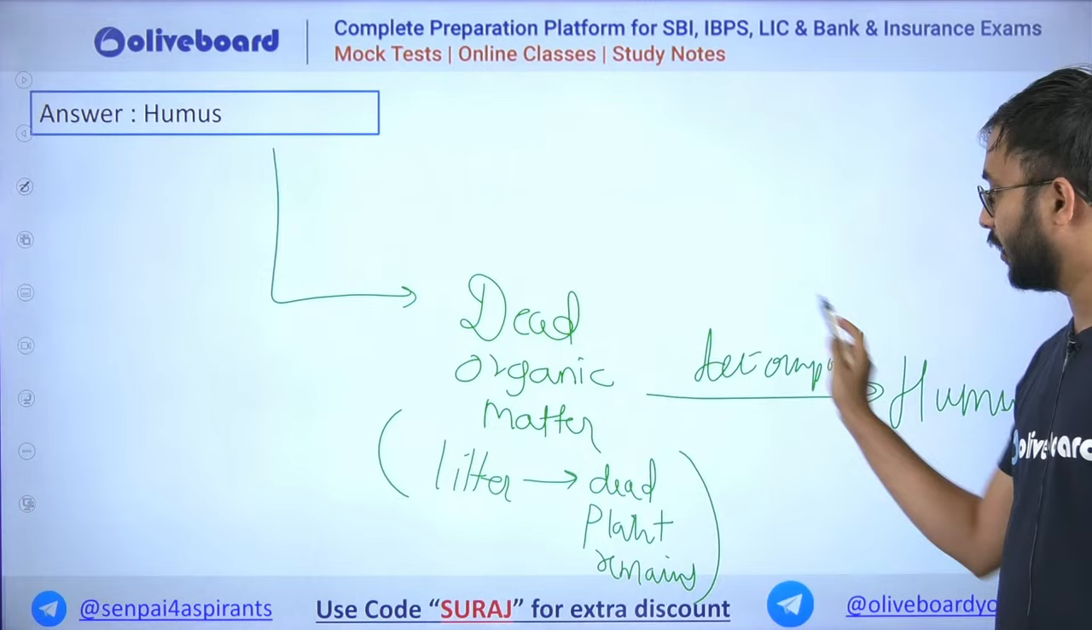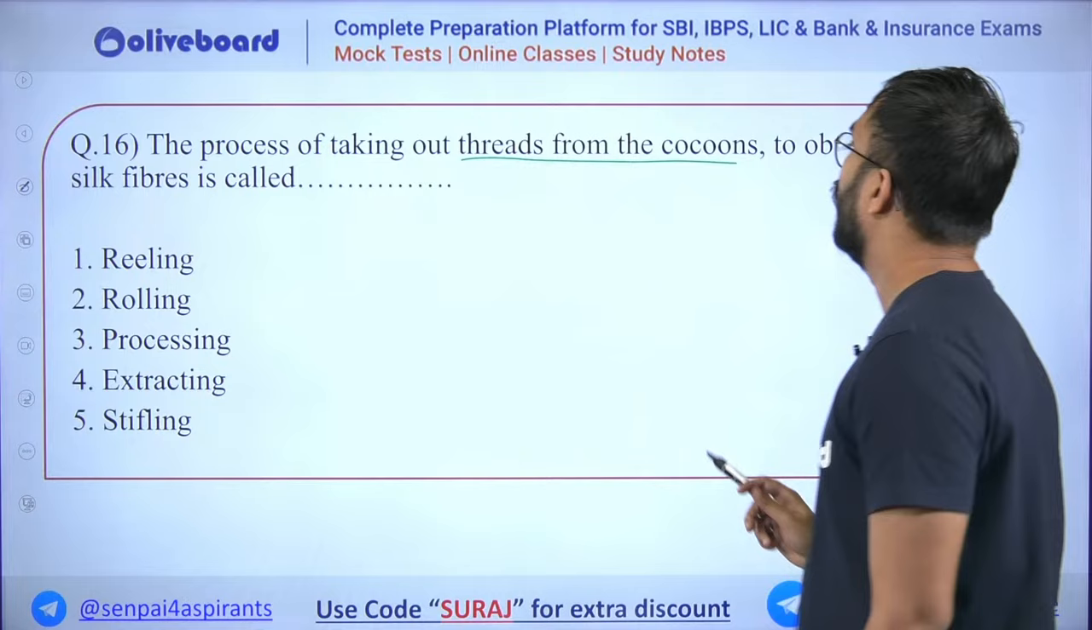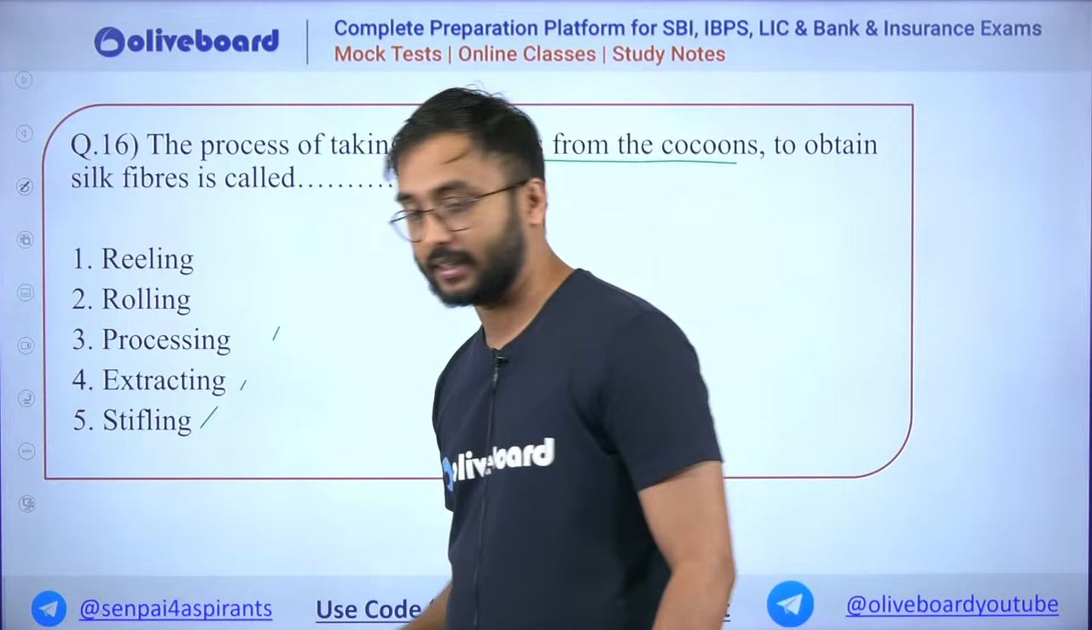The process of taking out threads from the cocoons to obtain silk fiber is called as what? Reeling, rolling, processing, extracting, stiffening.